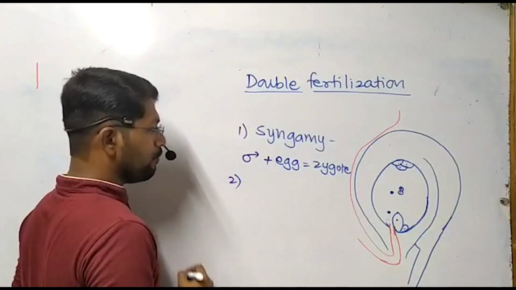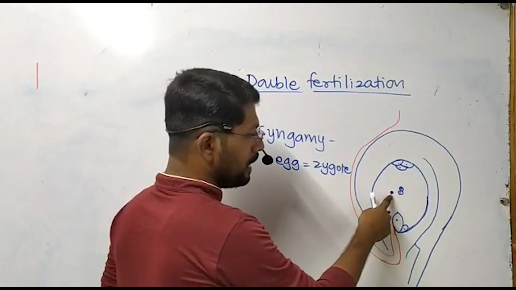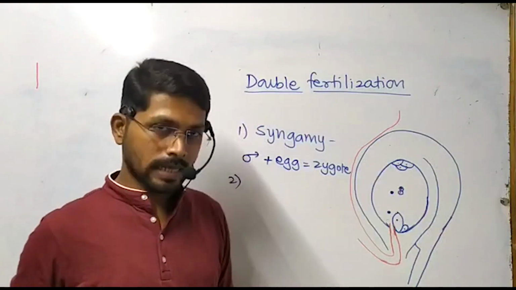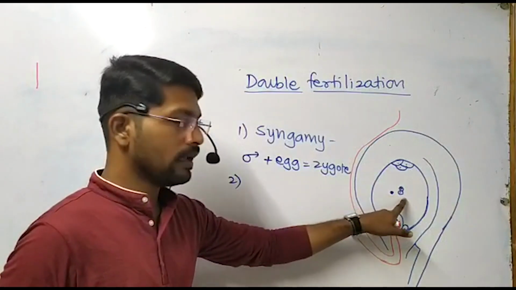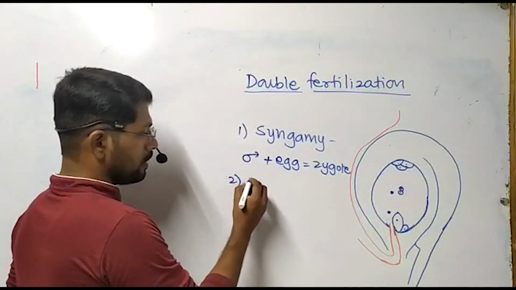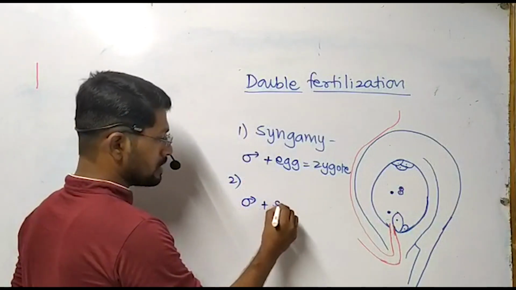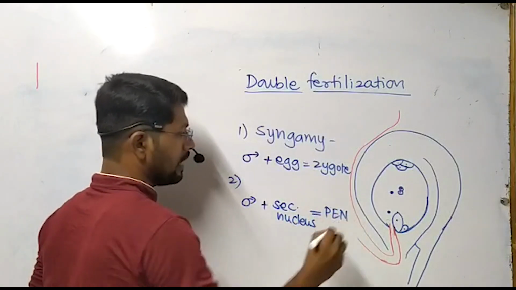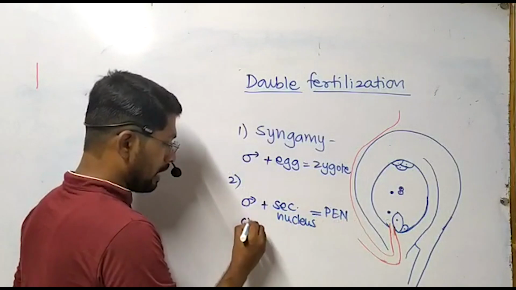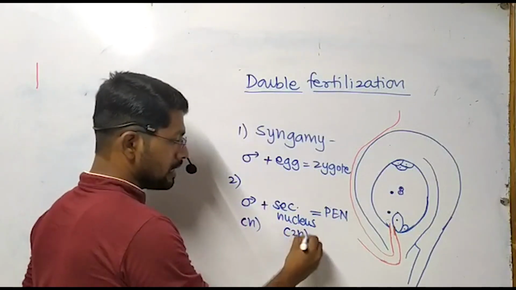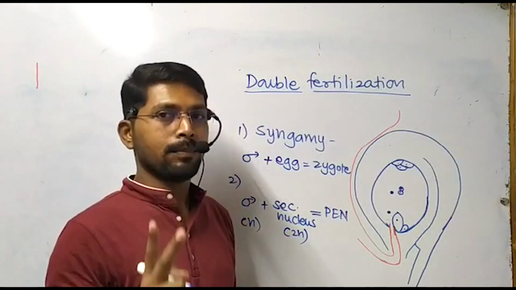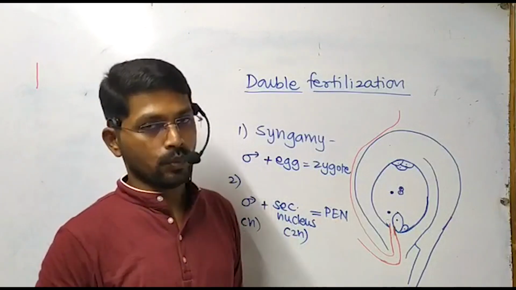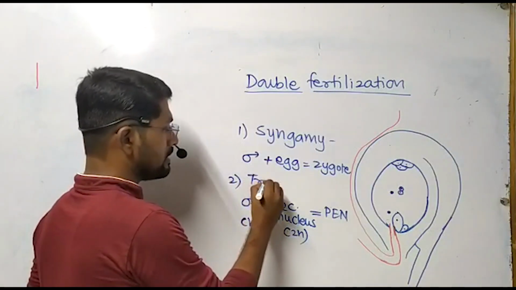The second event, as we have discussed, is where the second male gamete will come in contact with the diploid secondary nucleus, which is present at the center of the embryo sac. So this other male gamete is coming in contact with the secondary nucleus. Male gamete plus secondary nucleus is responsible for formation of the primary endosperm nucleus. Here the male gamete is haploid, and the secondary nucleus is diploid because it consists of two haploid polar nuclei, and therefore this is nothing but fusion of three haploid nuclei, and hence this event is called triple fusion.